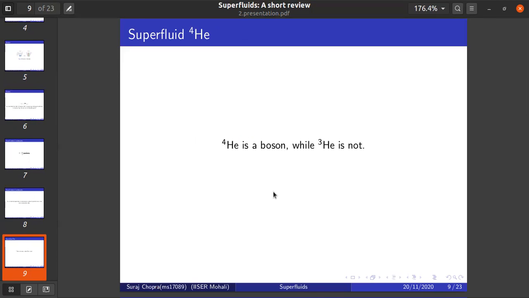In this presentation, I'll show 4He. 4He is a boson, while 3He is not. So you see that 4He forms a Bose-Einstein condensate, or a superfluid, at almost 2 Kelvin, while 3He is a fermion. For it to form a superfluid, you have to go to almost 3 orders of magnitude smaller temperature, 0.00-something Kelvin. And even then it has to form something analogous to the Cooper pairs which we found in superconductivity.